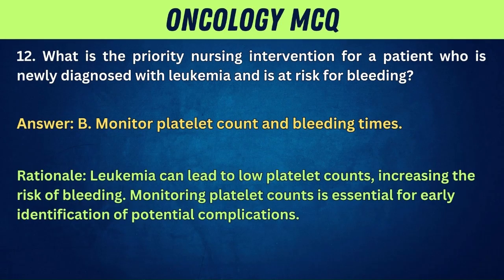Answer. B. Monitor platelet count and bleeding times. Rationale. Leukemia can lead to low platelet counts, increasing the risk of bleeding. Monitoring platelet counts is essential for early identification of potential complications.